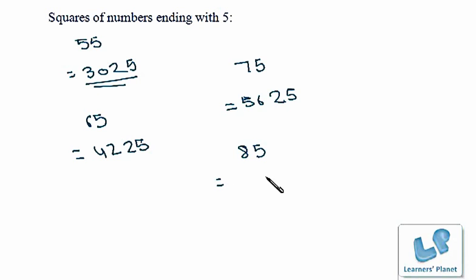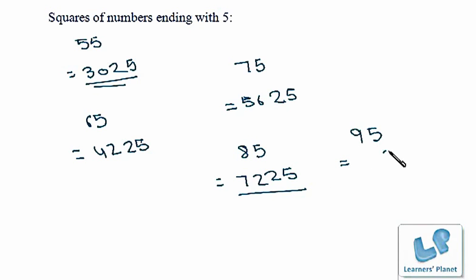Now we'll find 85 square. So again we'll write 25. 8 into 9, that is 72. So 72 will be there as it is, and the square of 85 is 7225.